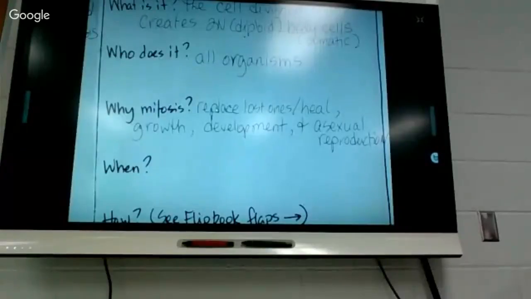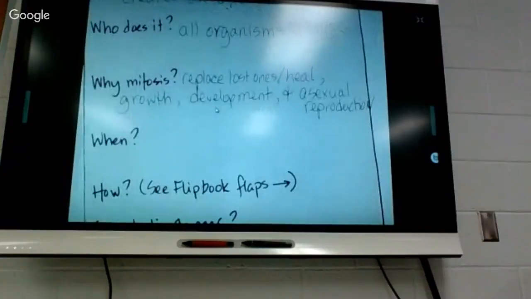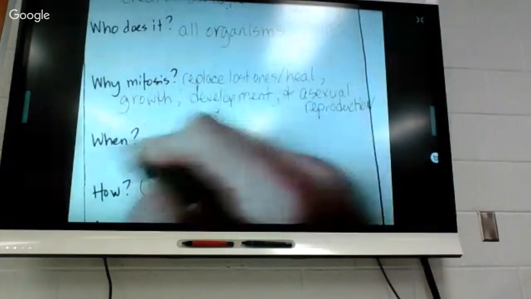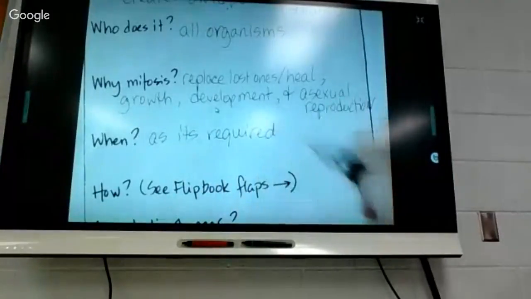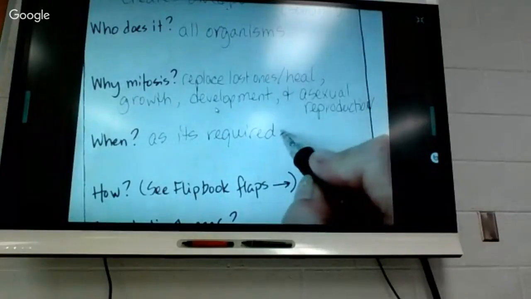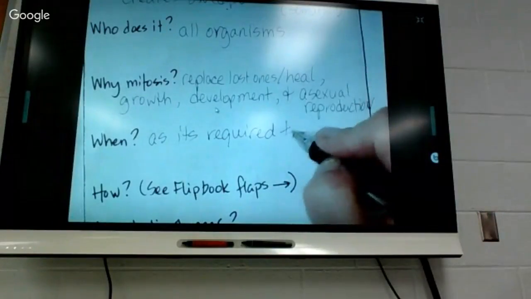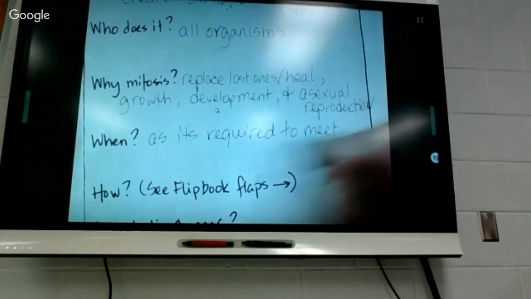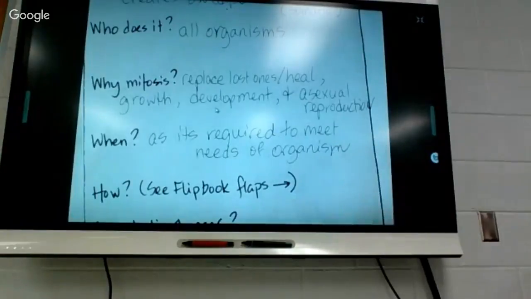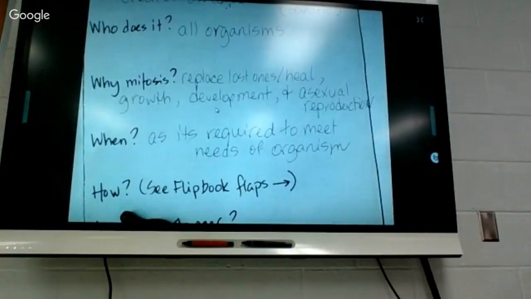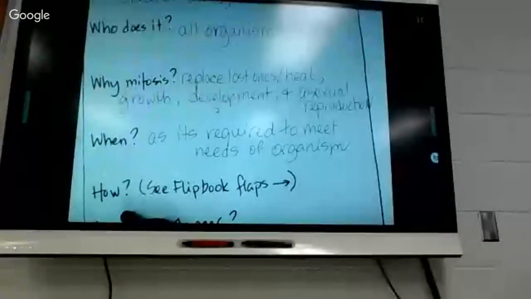All right, so when do they do that? That's just as needed, as the organism requires it. So we're going to put as it's required. Let's put to meet needs of organism for whatever reason they're using mitosis. Because we know you don't grow forever. You're not like this tree out here. This tree's still growing. They'll grow until someone cuts it down or it gets diseased and it dies. But we can't grow.